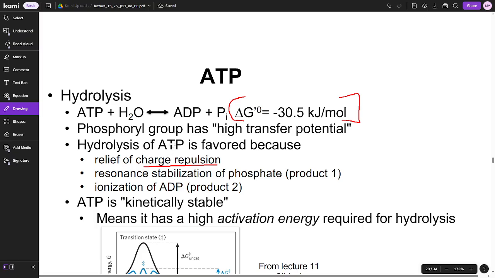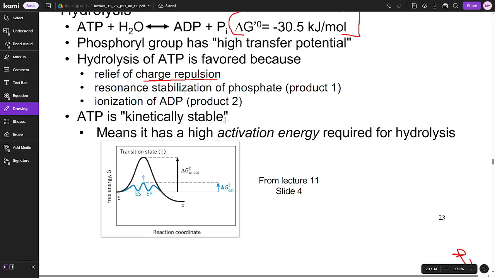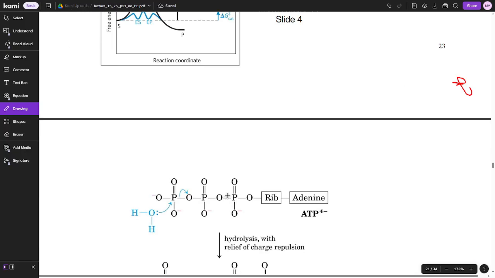So the ADP that you form is basically a little bit more stable than ATP because there's one less phosphate group and more resonance. So it's kinetically stable, that means it has a higher activation energy. It has a very high activation energy for hydrolysis, but once it gets to that top, the drop is really large, is the point.